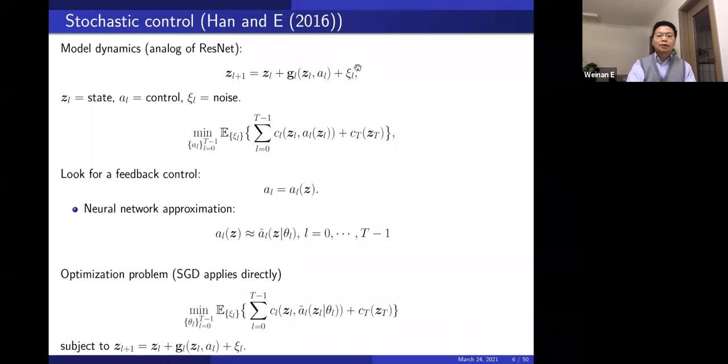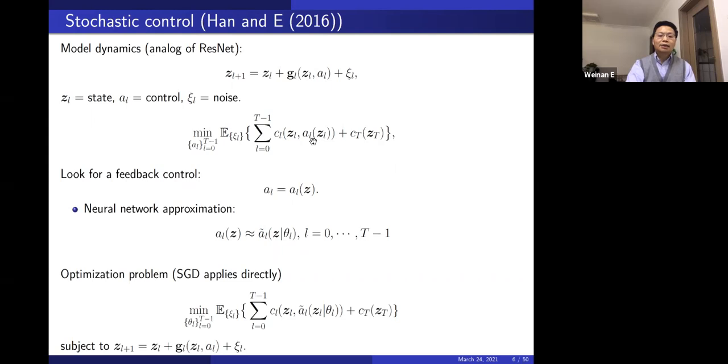And these are noises, white noise. And we want to choose these controls to minimize an objective function, a standard objective function, where we have the running cost here and the terminal cost here. Now, suppose we look for a feedback control, which means we look for a function, the optimal control as a function of the state. So this is a so-called policy function. And we want to approximate that by some neural network model, never mind which neural network model, in which we denote theta_L to be the parameters of the network at step L.